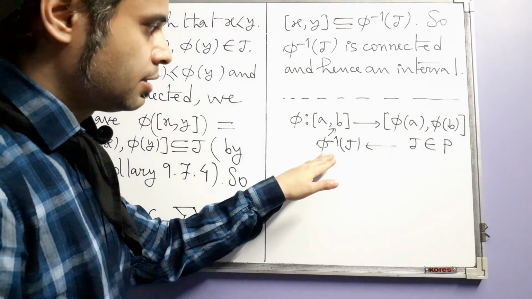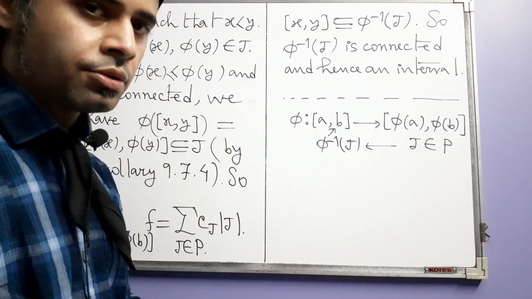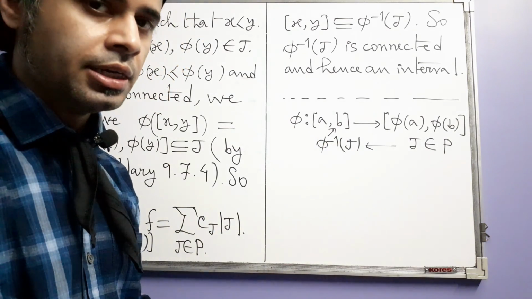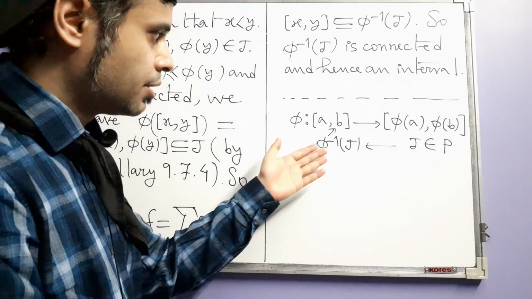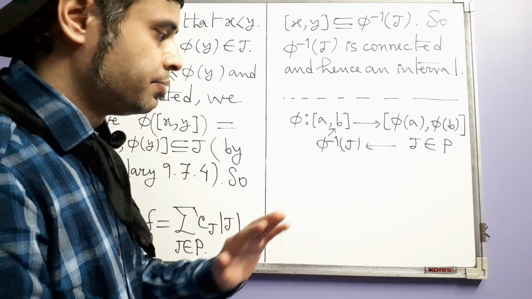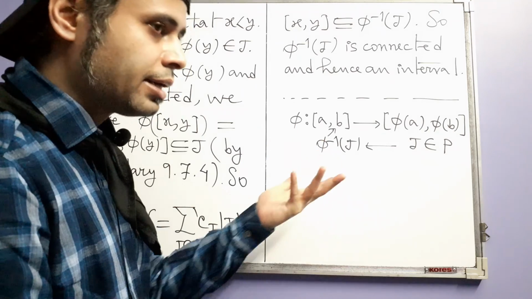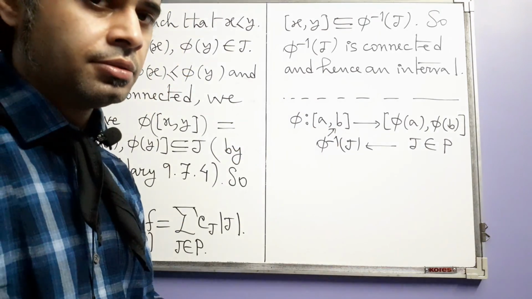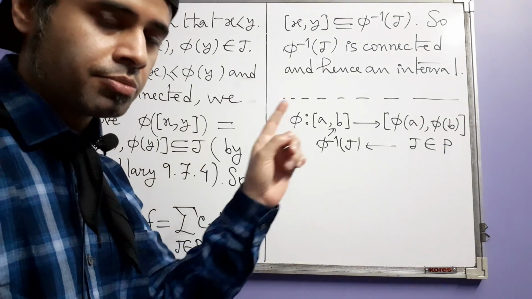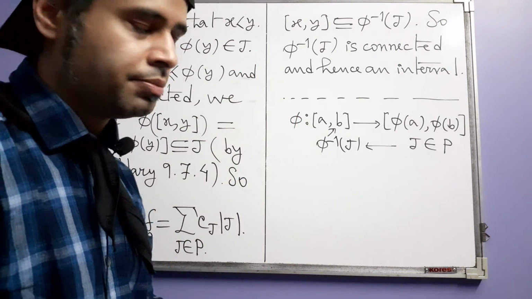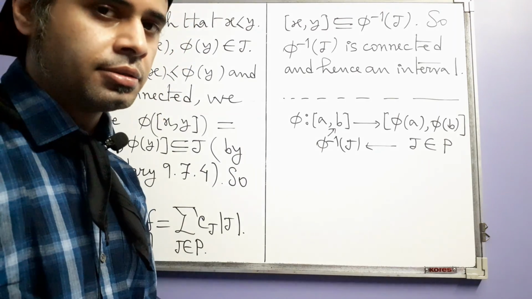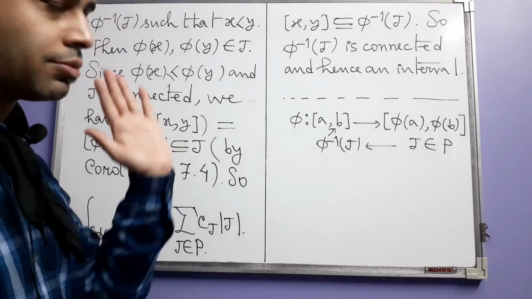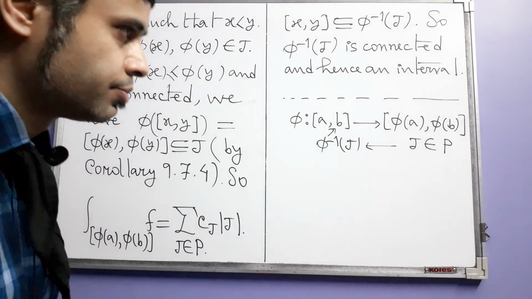This gives us a hope, the hope that if we take the collection of all such phi inverse of j's, then its elements will be subintervals in this interval. Will that collection itself be a partition of this a comma b, with respect to which that composition, f composition phi, will be piecewise constant? If we can manage to show this, then one half of our claim will be true.